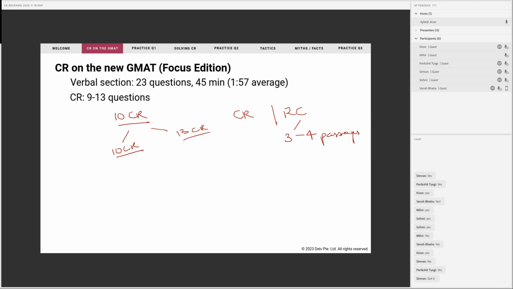I've also seen some of my students report 9 CR questions, so that's where you're seeing this range come from, 9 to 13. Now, just a quick check. Does this sound good to everyone? Does this fit with your experience, your knowledge of the Focus Edition? Let me have a yes in the chat window. And of course, if you have questions, just unmute and feel free to ask your question. Okay, we've received a few yeses over here.